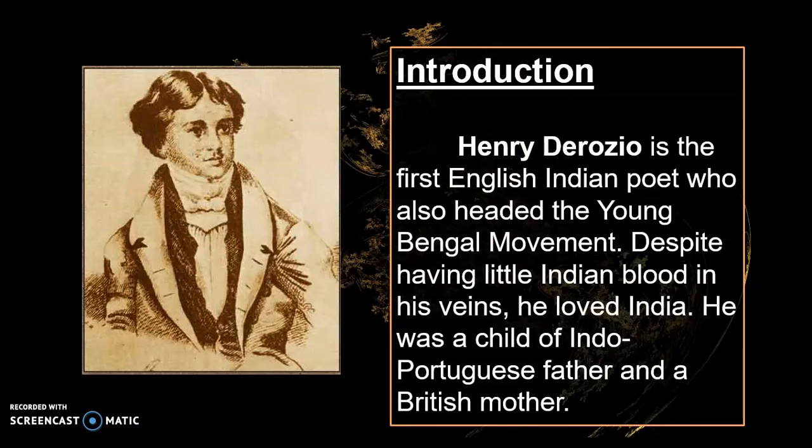This is the poet, Henry Vivian Derozio. He is the first Indian poet, who also headed the Young Bengal movement. Despite having little Indian blood in his veins, he loved India. He was the child of an Indo-Portuguese father and a British mother.